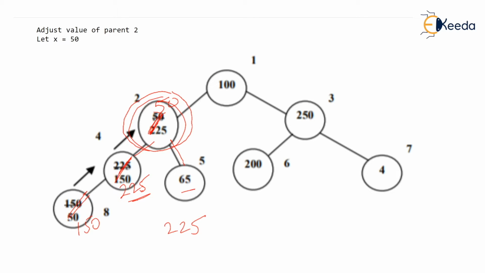And we see 225 is larger between the two children. And we now compare the value of the child with the value of the parent. The value of the parent is 50. And we see the child is larger than the parent. Then 225 should be shifted up, so it will occupy the place of 50. And the second node is no more storing 50, but it is storing 225.